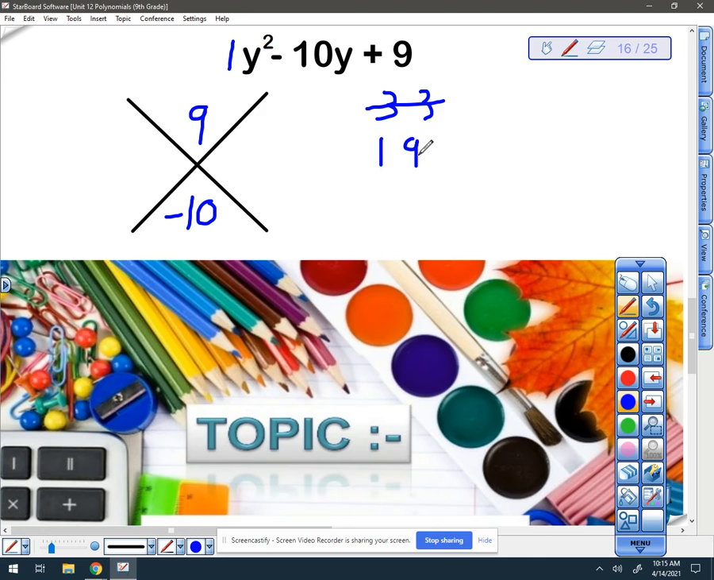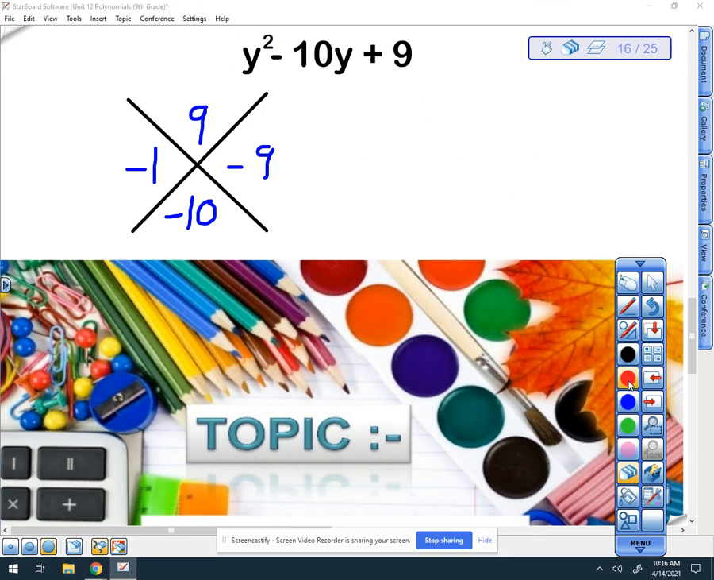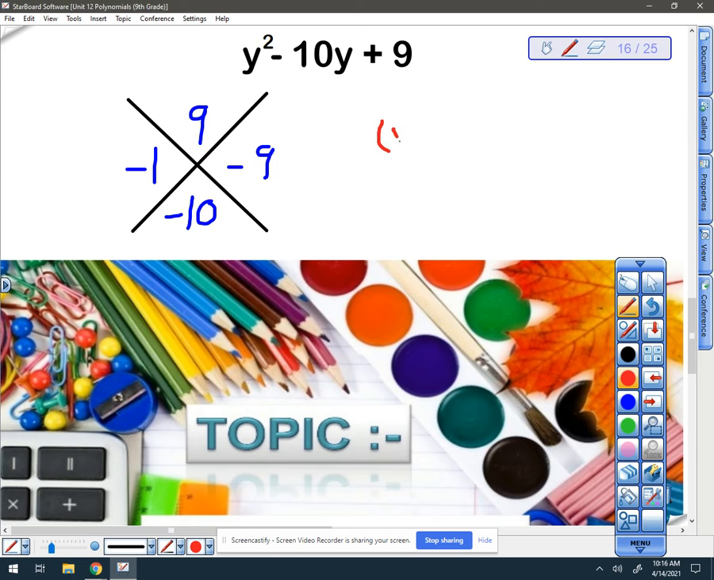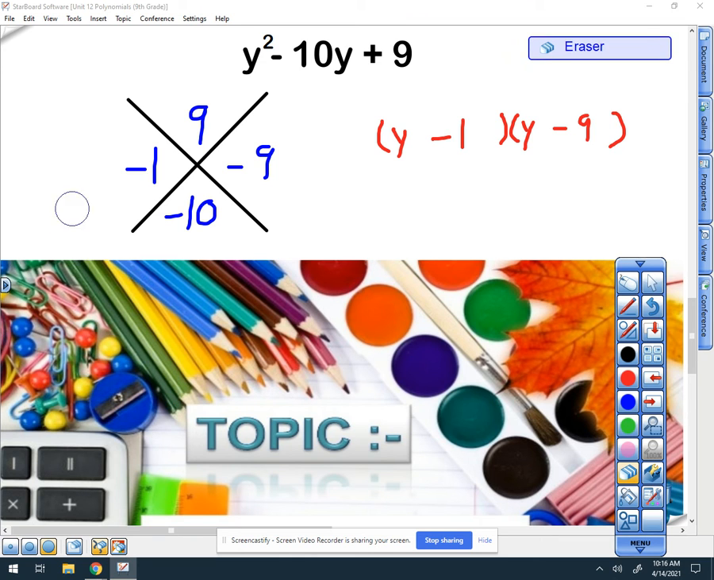1 plus 9 is 10, but I need negative 10, so I need to make these both negative. Negative 1 times negative 9 is positive 9, and negative 1 minus 9 is negative 10. So this is where, if you're not good with adding and subtracting with positive and negative numbers, you might want to make sure you're using the calculator on this. Write your binomials. We're using y, and we have minus 1 and a minus 9. And that's all there is to it.